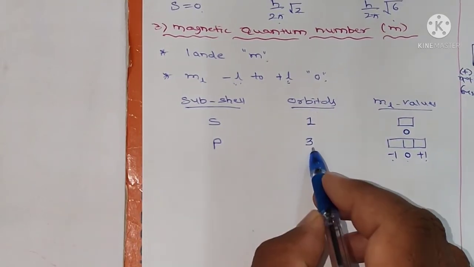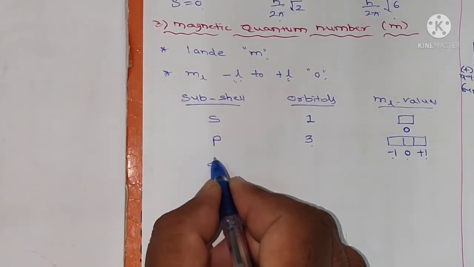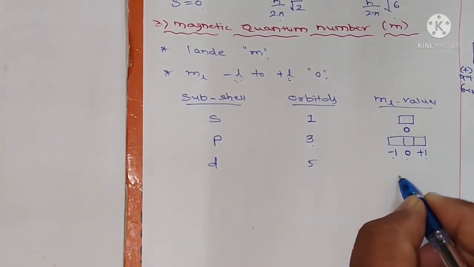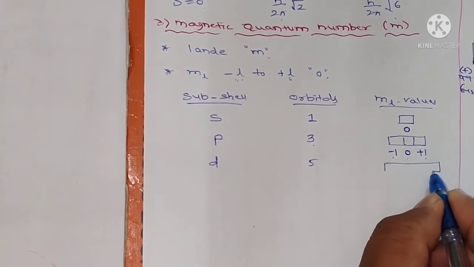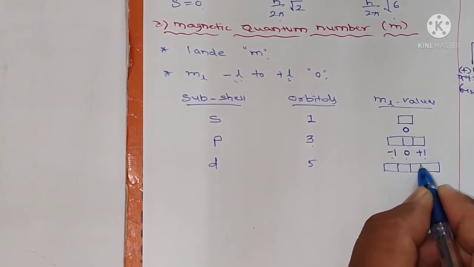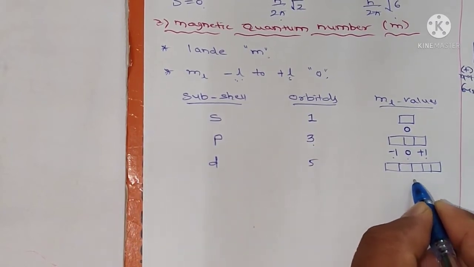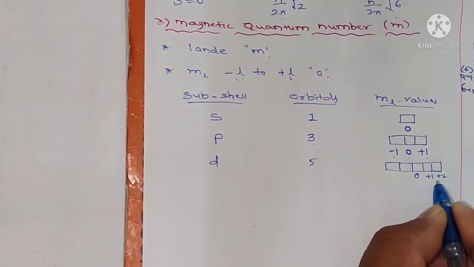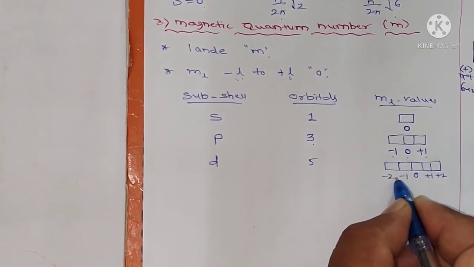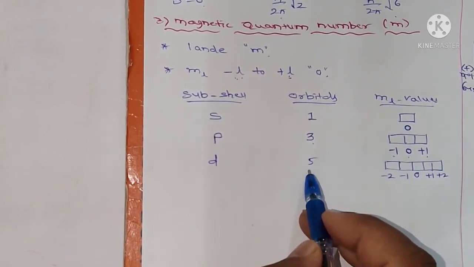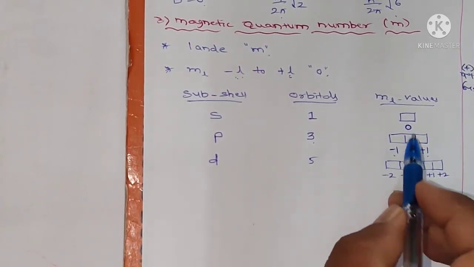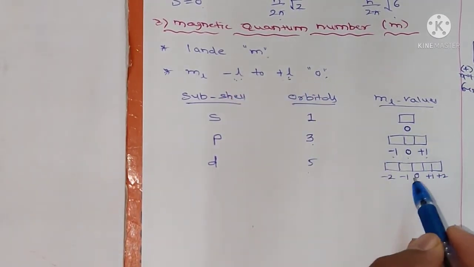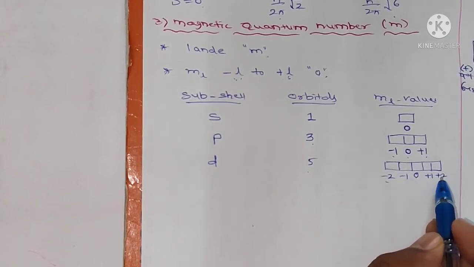So total 3 orbitals. And d subshell, orbitals 5. Let me take that orbitals 1, 2, 3, 4, 5. So middle one is 0, and here plus 1, plus 2, minus 1, minus 2. So total orbitals 5, and that ml values are minus l to plus l including 0.